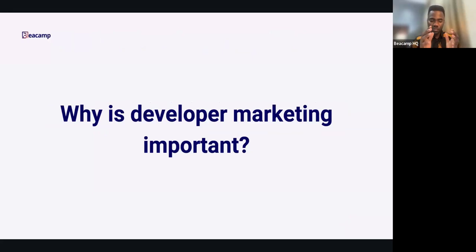Now, why is this important? There are different reasons, but we'll look at just four. Different companies, startups, and software as a service (SaaS) companies come up every now and then, especially targeting infrastructure for developers to use. So why do we need developer marketing as a role in the space?